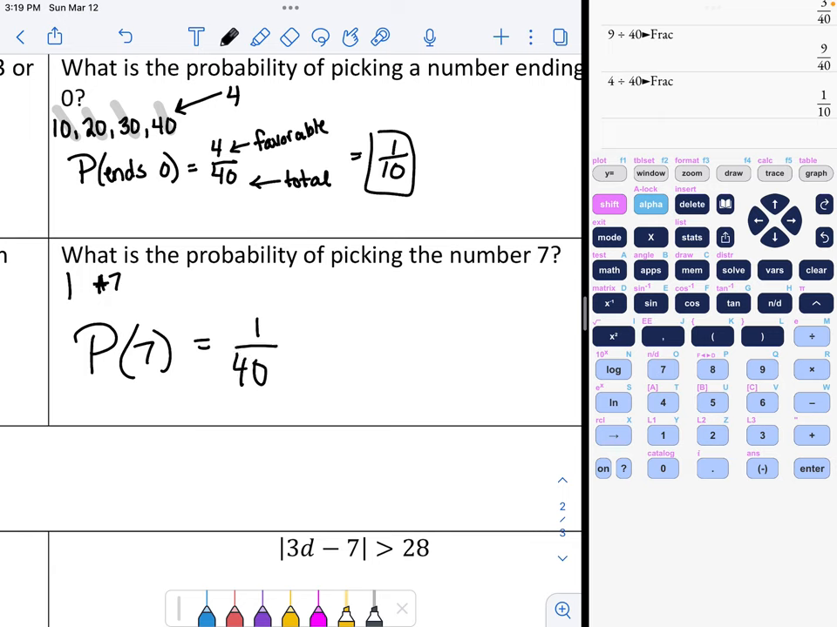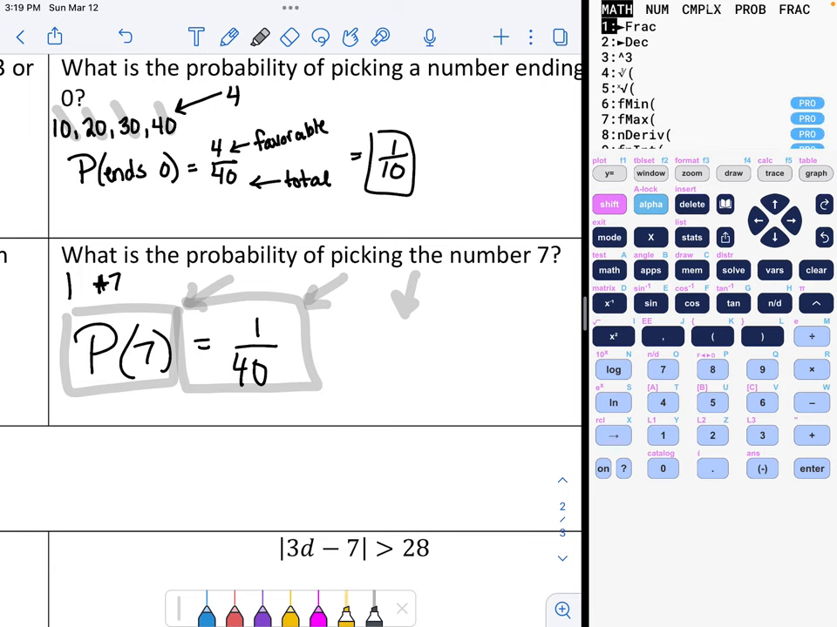So guys, I'm going to be very honest with you. If you can't do this, you're not going to get full credit. You have to be able to write the notation and make the fraction, and if possible, reduce it. In this case, I didn't need to because 1 out of 40 does not reduce. Okay?